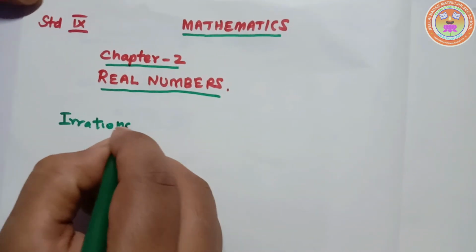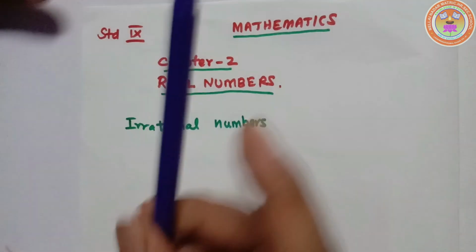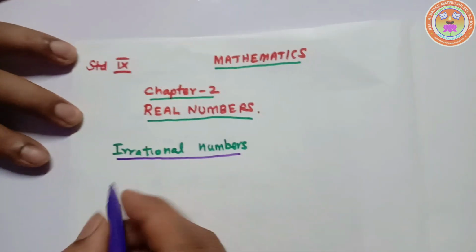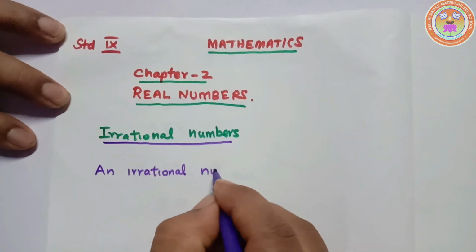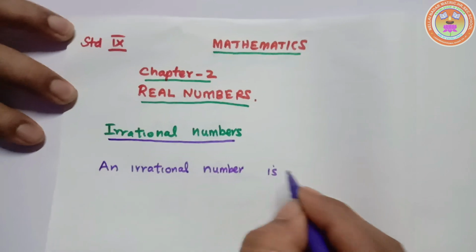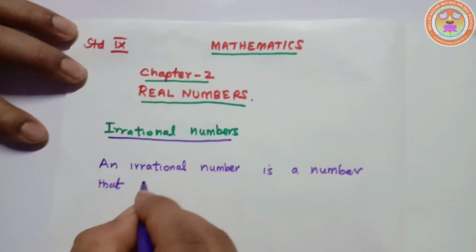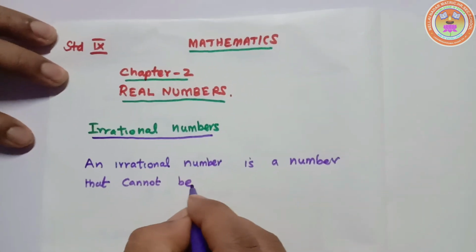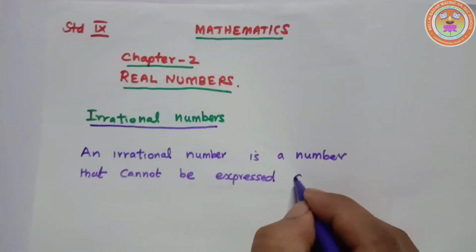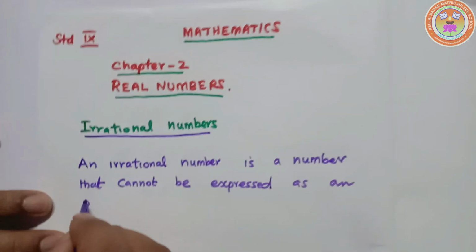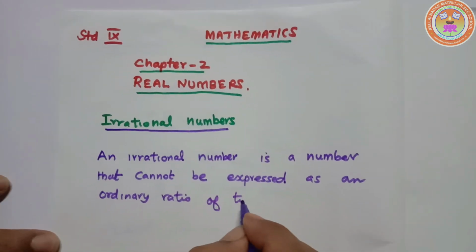Irrational numbers. An irrational number is a number that cannot be expressed as an ordinary ratio of two integers.